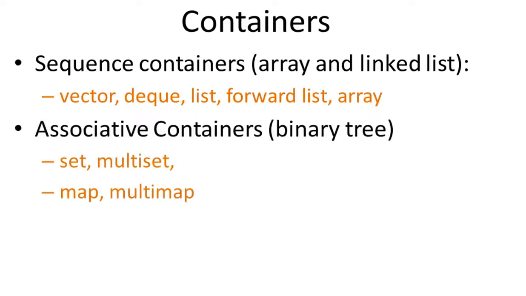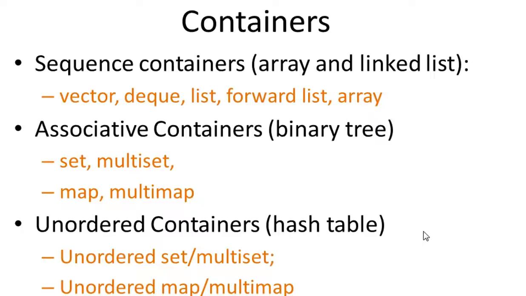The second one is associative containers, which are typically implemented with a binary tree. The key attribute of an associative container is that all the elements are always sorted. STL provides set, multi-set, map, multi-map.